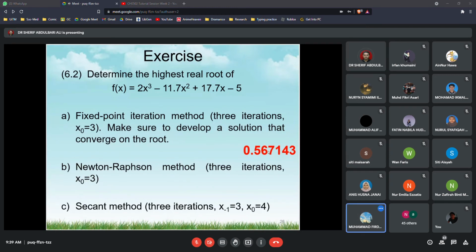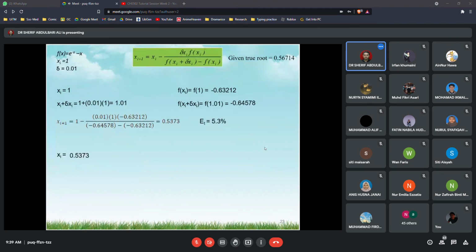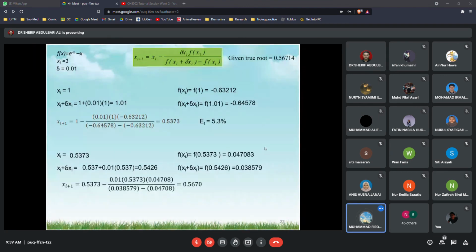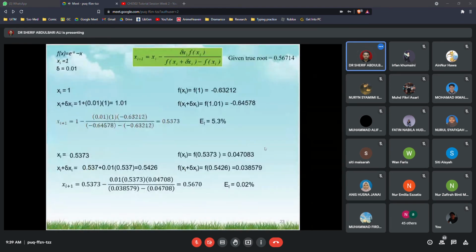Sir, can you show the calculation of the example for the modified secant method? Sure, all right. By the way, all these examples you can find in the textbook. Thank you, sir. Okay, welcome.